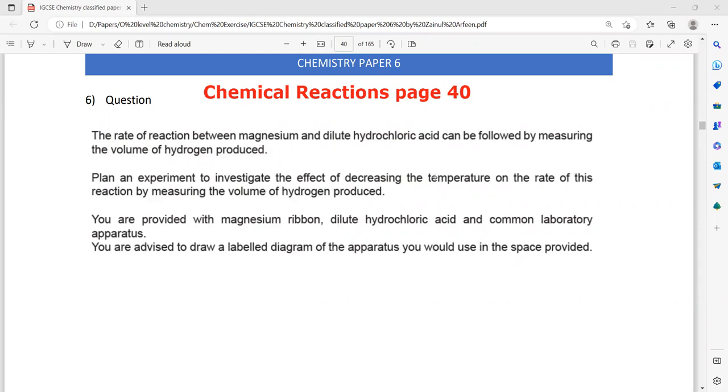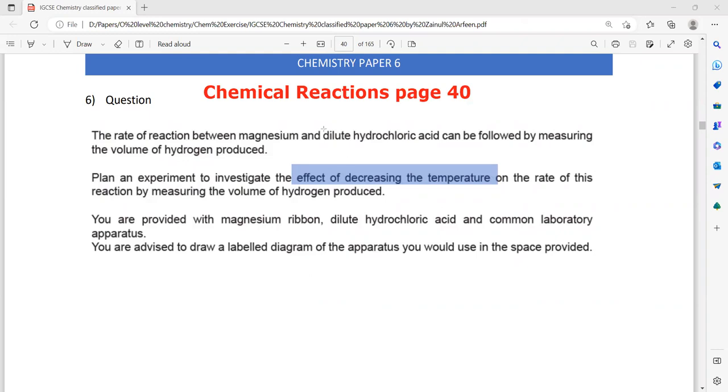Like if we decrease the temperature, how will the rate of the chemical reaction change, like how is the production of hydrogen affected. You are provided with magnesium ribbon, dilute hydrochloric acid and common lab apparatus. You are advised to draw a labelled diagram of the apparatus you would use in the space provided.